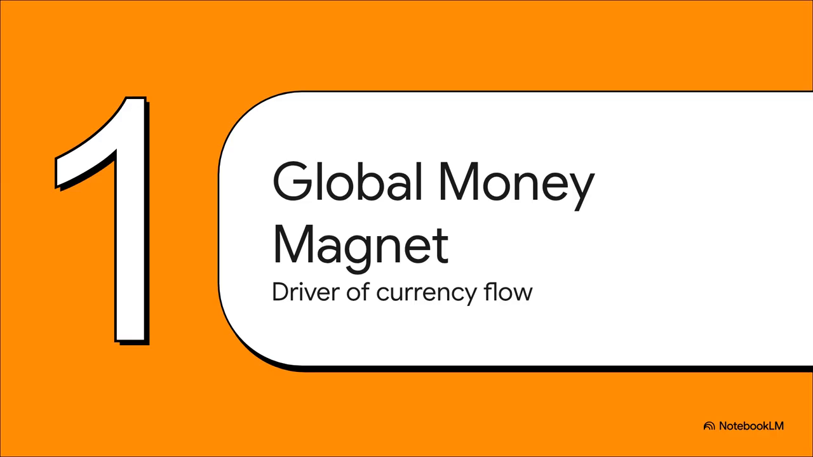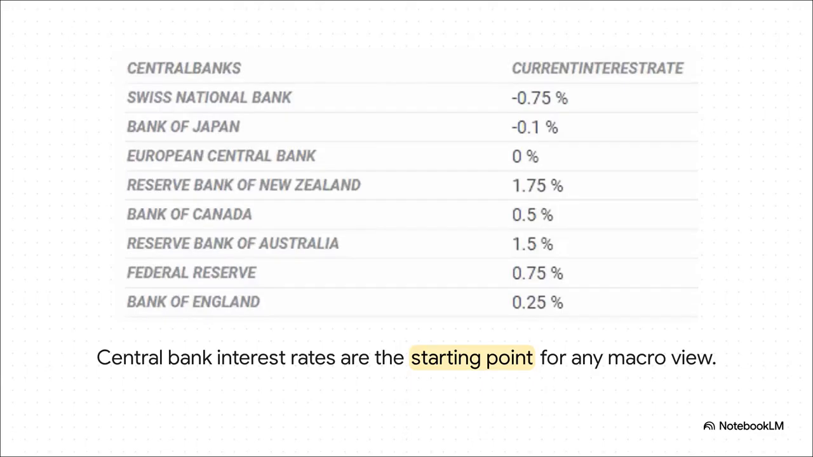This constant search for higher returns, what we call yield, is the main engine that drives those huge currency flows over the long haul. And this right here, this table is the foundation for everything. It's the whole starting point for any kind of macro view. What you're looking at are the interest rates set by the world's major central banks. And according to ICT, this is square one. This is where any long-term analysis has to begin.